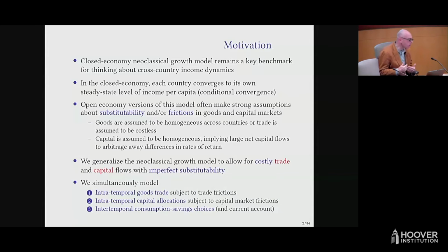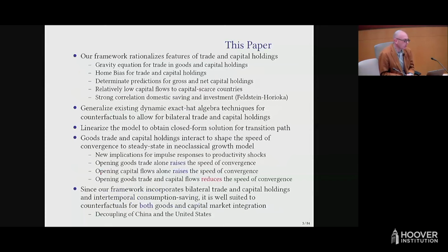And at the same time, we want to allow for intertemporal consumption saving decisions. So we're going to have endogenous current accounts. And so we want to be able to keep track of these three things. And we want to do so in a multi-country world where the model stays tractable. We can take it to the data and we can think about policy questions. So what we'll show is there's actually a relatively tractable way of doing all of that that's going to capture key features of the data on trade flows and capital holdings.